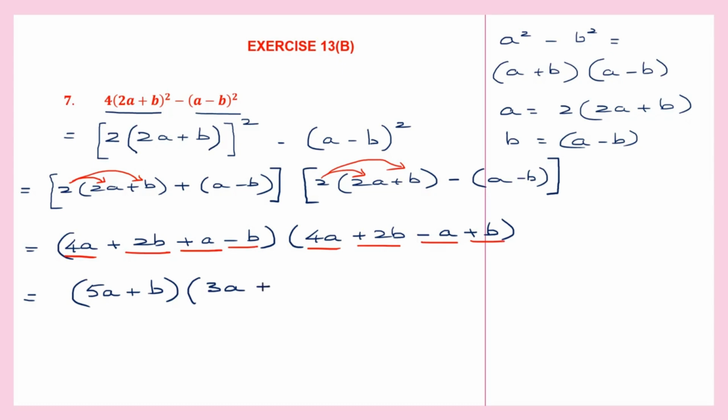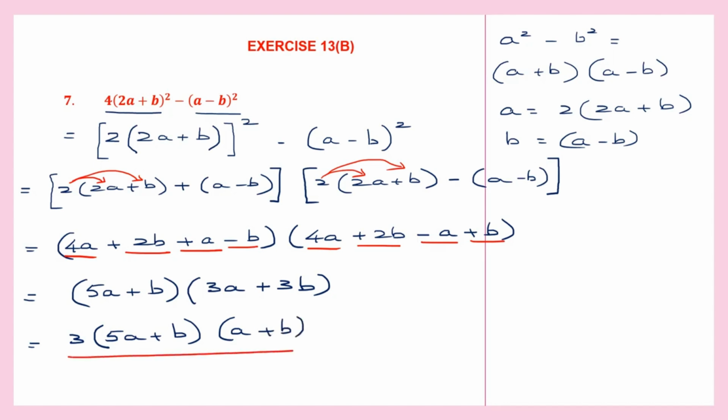So plus 3b. Now here again, as you can see, 3 is common. So we can take the 3 out. So let's put the 3 out because it's common. And this is 5a plus b as it is. And here, since we have taken the 3 out, what is left is only a plus b. So here we have a plus b. So this is our answer.